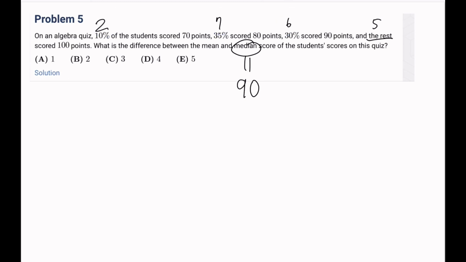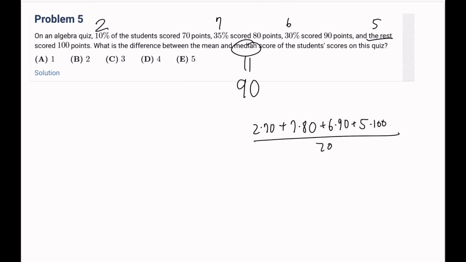And so 2 students score 70, so that's 2 times 70. 2 times 70 plus 7 times 80, because 7 people scored 80 points, and plus 6 times 90, 6 people scored 90 points, and the rest, which is 5, scored 100. So 5 times 100, and that's all over 20, because we assumed that there were 20 people.